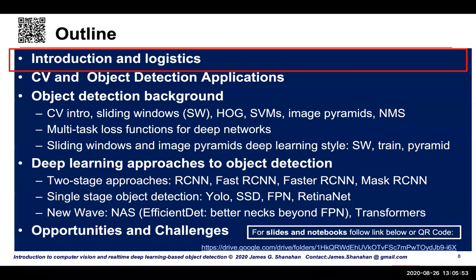Then once we're all teed up, we're going to delve into object detection deep learning style. Within that whole arena, we'll see that there are many ways of doing object detection. There are two primary categories: two-stage approaches and single-stage approaches. And over the past 12 months, there's just been a whole new wave of object detection using deep learning approaches, and I'll tell you about those as well. There are many opportunities, as you can imagine, for object detection using deep learning, but there are also many challenges, and I'll talk about those towards the end.